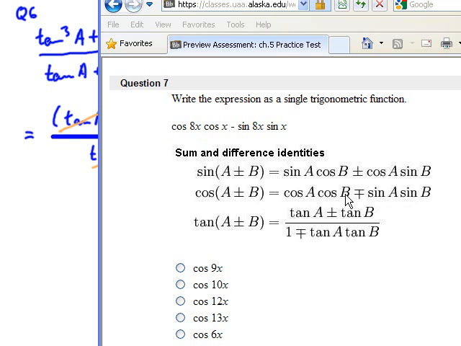This one here is 8x, this one is x, and the original formula says a minus, which then according to this identity formula turns into plus. So it's 8x plus x, cosine of 9x, and the first one is correct.